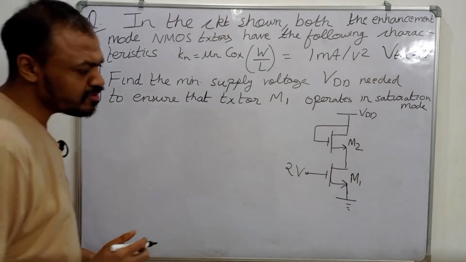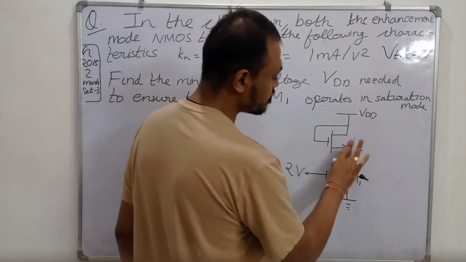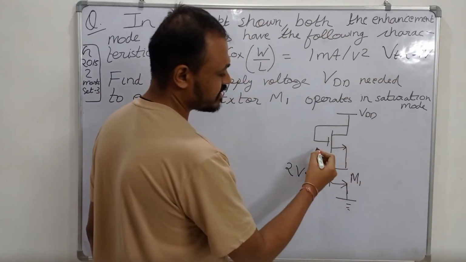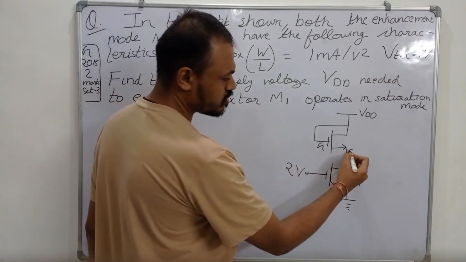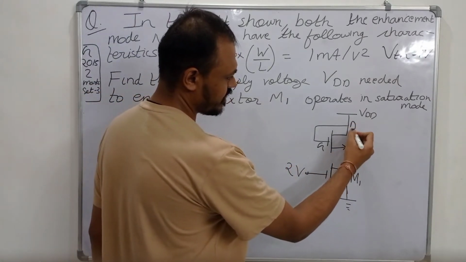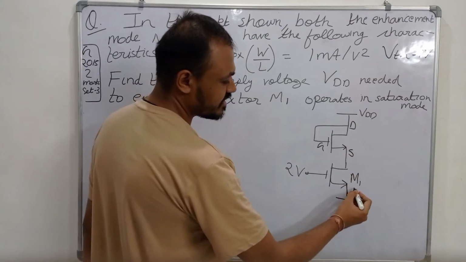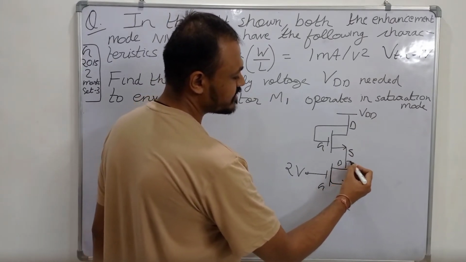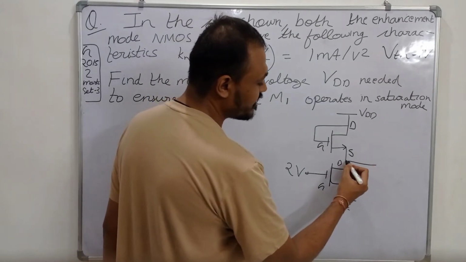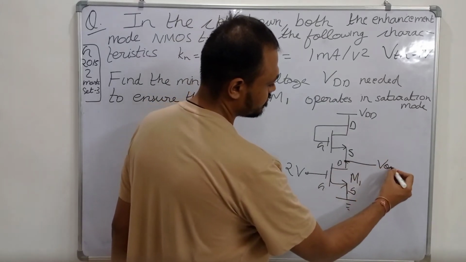So if you see, let me remove this for a minute. This is the gate of NMOS. This arrow denotes the source of the NMOS, and this is the drain of this NMOS. Again, this is the source of this NMOS, this is the gate of this NMOS, this is the drain of this NMOS. And from this point we take the output voltage.